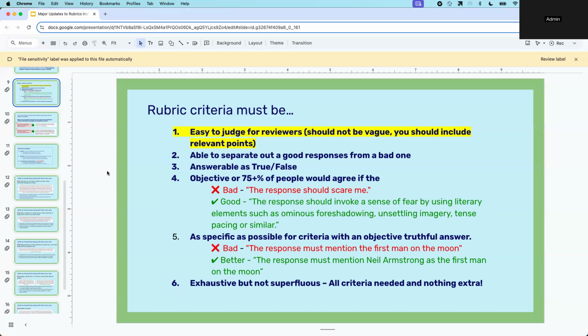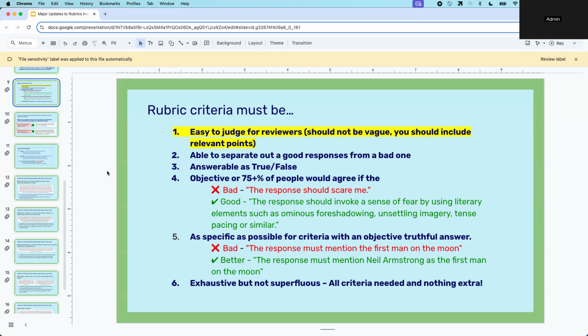On the other hand, a criteria like this, where it says the response should invoke a sense of fear by using literary elements such as ominous foreshadowing, unsettling imagery, tense pacing, or similar devices. This is significantly better because it gives concrete elements for people to anchor on, identify in the response, and objectively say yes or no, does this response contain these elements? Whereas the bad example just gives a vague or blunt conclusion, which is hard for people to align on because inherently that's a subjective criteria.